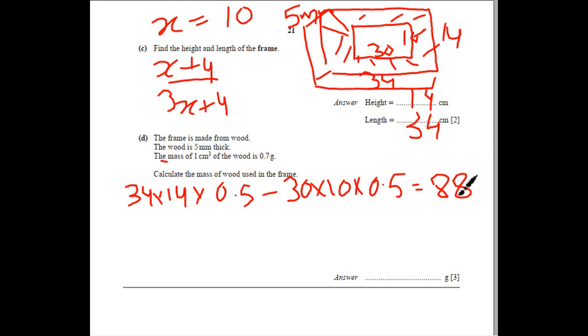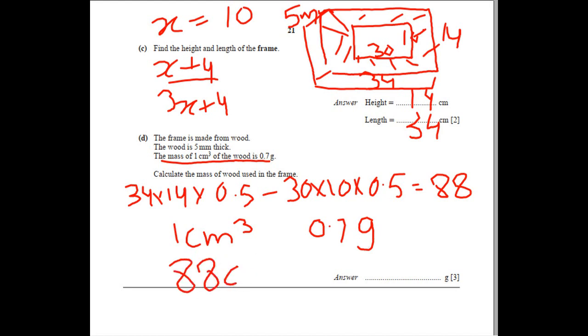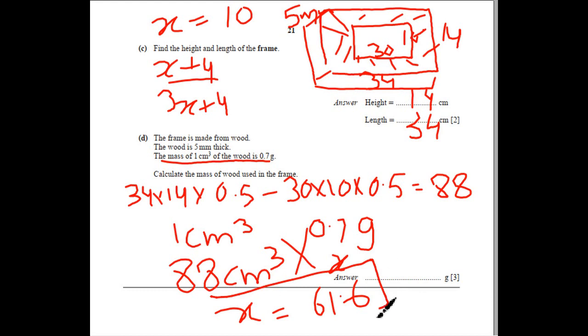Now the mass of 1 centimeter cube is 0.7 grams. So 1 centimeter cube corresponds to 0.7 grams. So 88 centimeter cube will correspond to how many grams? Simply cross multiply this. X will be 0.7 times 88, which will be 61.6, which is the final answer for the mass.